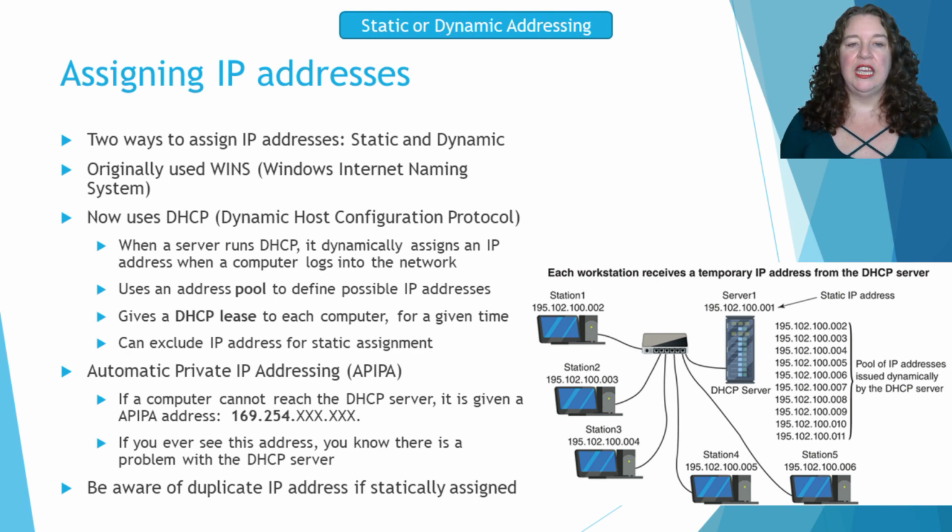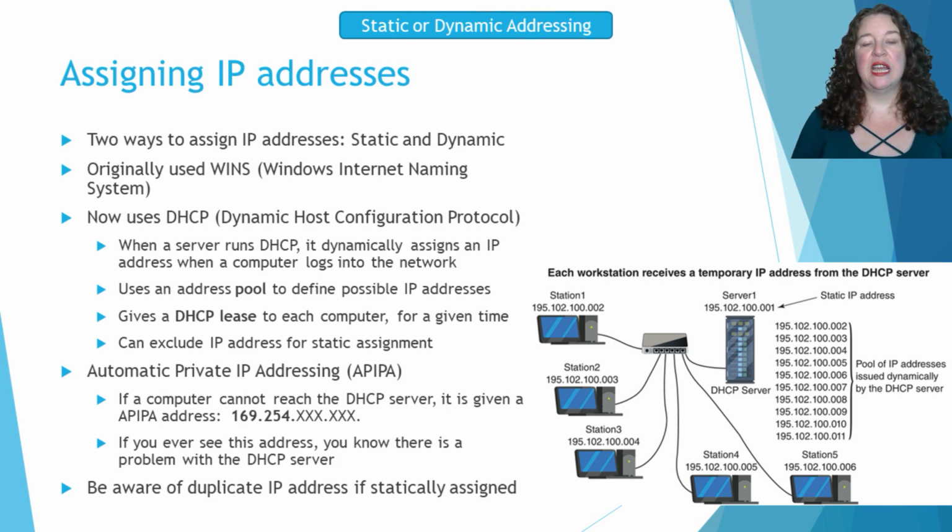Static or dynamic. If you are statically addressing your IP address, you are assigning a specific IP address and it doesn't change. So you can say, I always want my printer to be at 192.168.1.15. That's my printer. And I want it static and I don't want it changing. You can do that with a static IP address. Originally, this was done by WINS. So Windows Internet Naming System would deal with the assignments. We all now use DHCP.